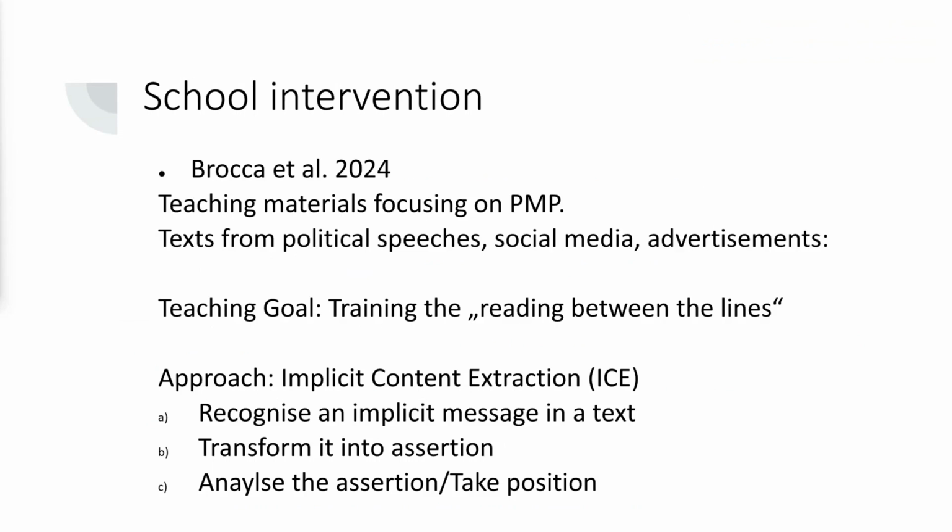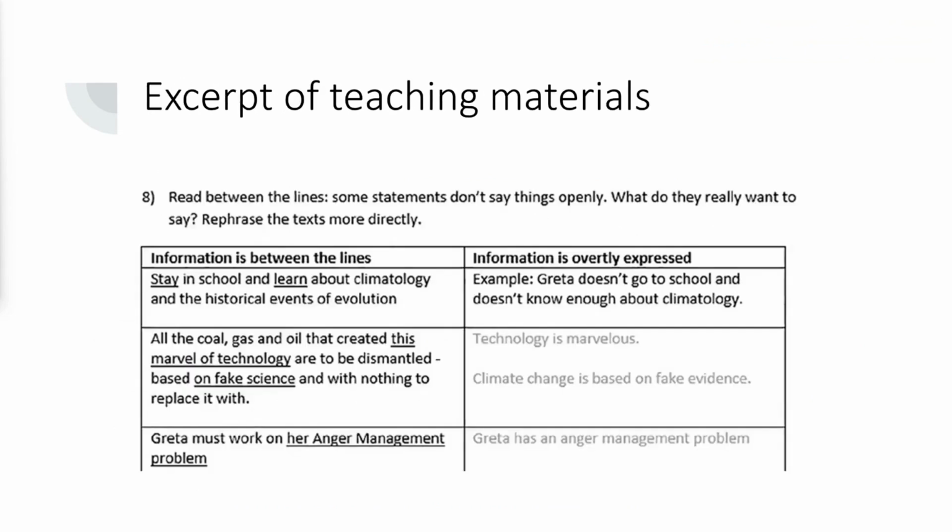But first, before this school intervention, we developed material and we led a trial. We asked two teachers to evaluate such school materials. In these materials, we focus on PNPs, and we selected speeches from politicians, social media, and advertisements. And we constructed some activities according to this approach that we call ECI, so implicit content extraction. This approach provides 3 steps: recognizing implicit messages in a text, transforming the implicit message into assertions, and then analyzing the assertion. So, for example, you transform "Make America Great Again." Okay, the assertion is America was better before. Okay, do you really agree? Do you think that is a fact? Why? And so on.